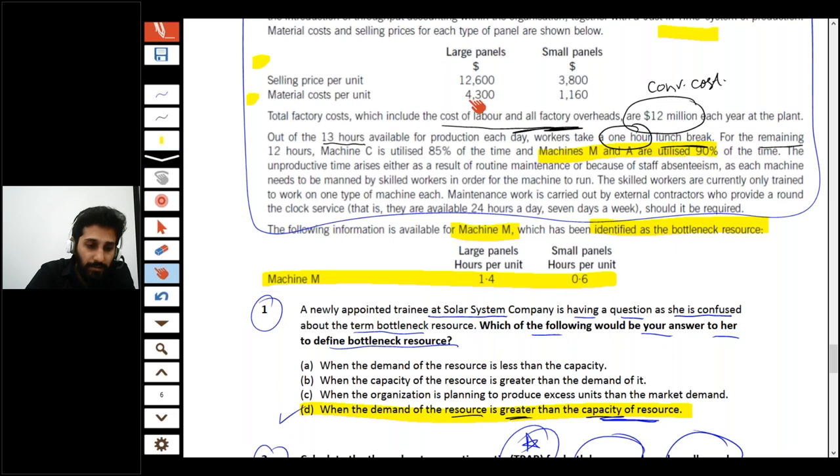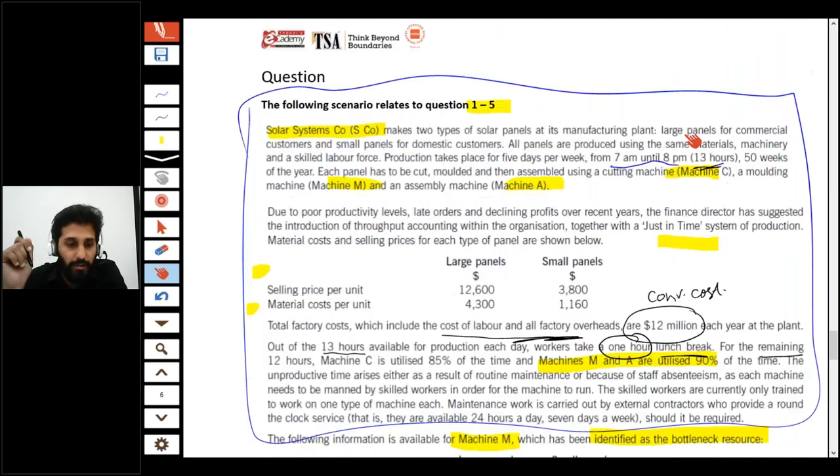All right. And one important thing is that in the first paragraph, it is written that they are operating for 50 weeks, 5 days in a week. And this question has yearly data. 5 days a week, there are 50 weeks.